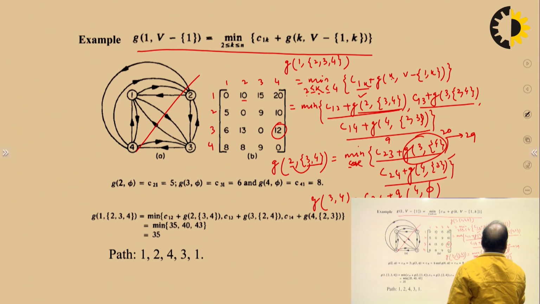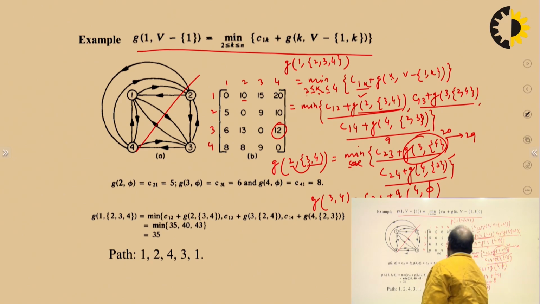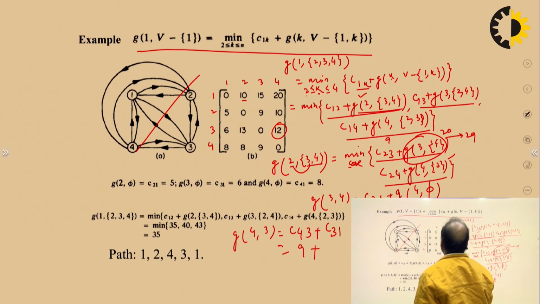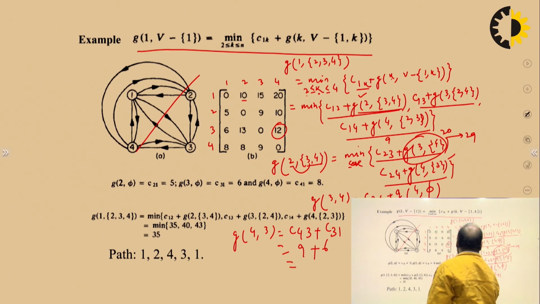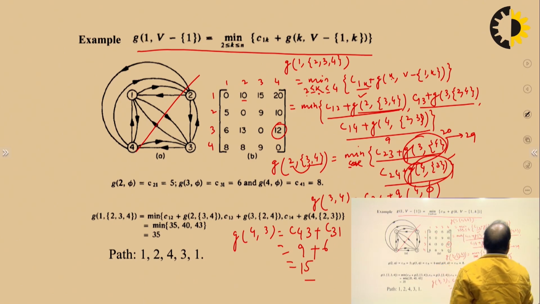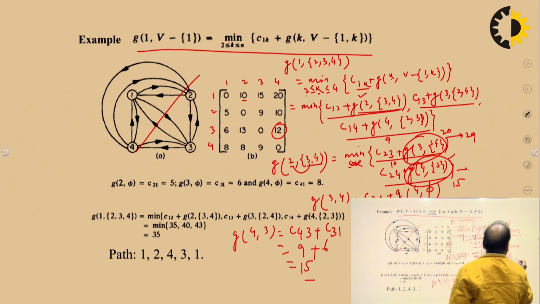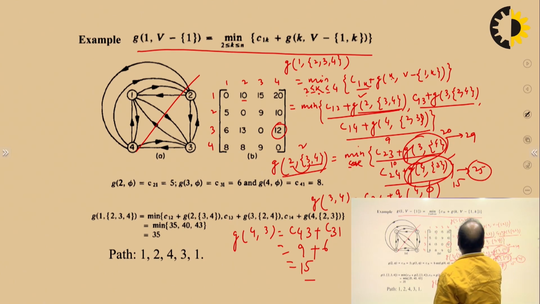Let us compute one more here. 4 3, G4 3. If you see 3, G4 3, C4 3 plus C3 1. So C4 3 is going to be 9 plus C3 1 is going to be 6. So this is getting 15. So this guy is 15, and 2 4 is 10. So this is like 25. So the minimum value up to 3 4 is 25.